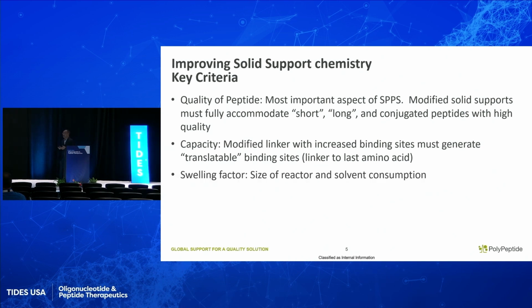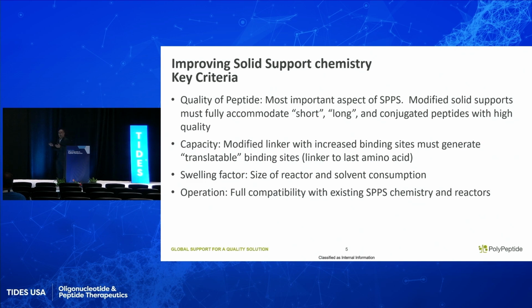And swelling factor could sometimes be a little tricky, because resin vendors often advertise that their resin has a high swelling factor, and they are right. In general, a resin that swells better will give you better quality peptide. But the other side of that is, if the resin swelling factor is too high, it takes up a lot of room in the reactor. So reactor occupancy is greater, which translates again to a bigger reactor and higher solvent consumption.